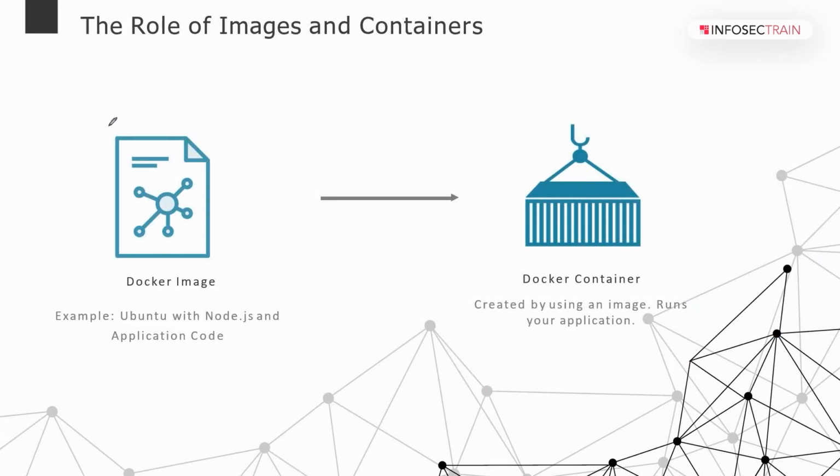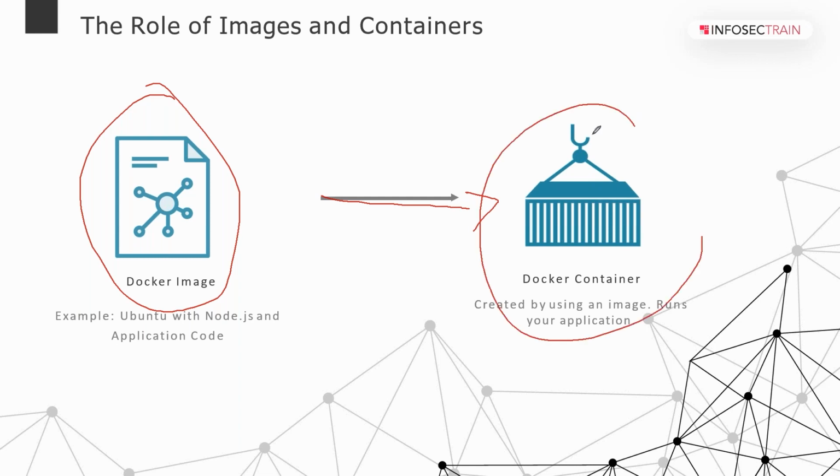Say this is an image. I'll tell you from where you get it. From this image you use a command. First of all, you have to get this image. I'll show you how to get it. Once you get this image, you can make a container out of it. When you have an image, you can create multiple containers like this.